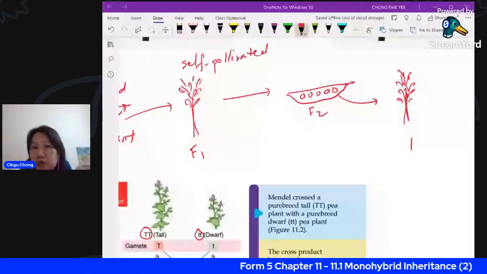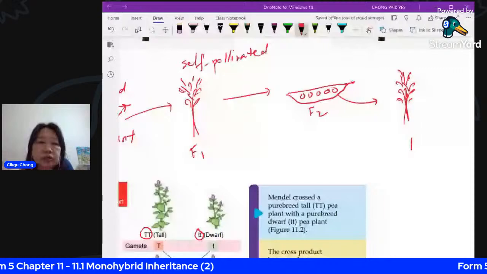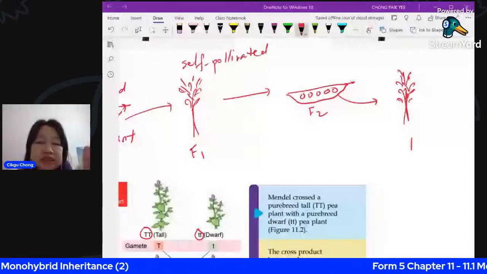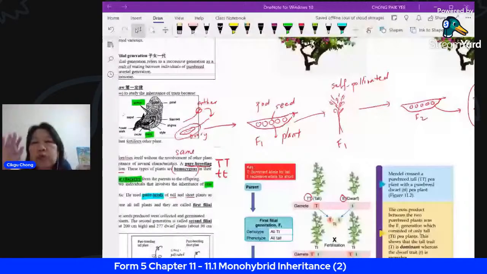Okay, so essentially this is what he did. First of all, he crossbred two parents of different traits, one purple flower, one white. He purposely chose different colors so that he knows what happened to the children. So one is purple, one is white. Let's say the father is purple, the mother is white.